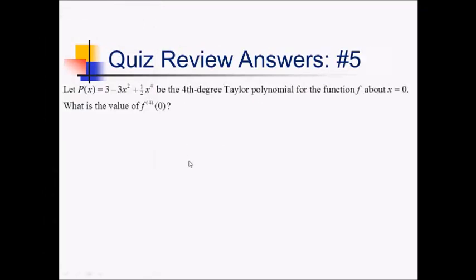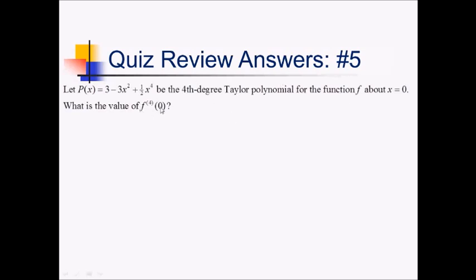For this problem, we have a fourth degree Taylor polynomial for some function given by this p of x function over here. And this is about 0, so it's a Maclaurin polynomial. Based off of this, we want to know what the fourth derivative of the original function is at 0.